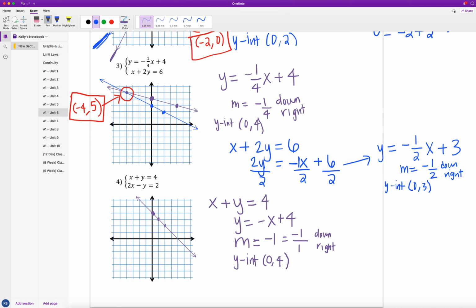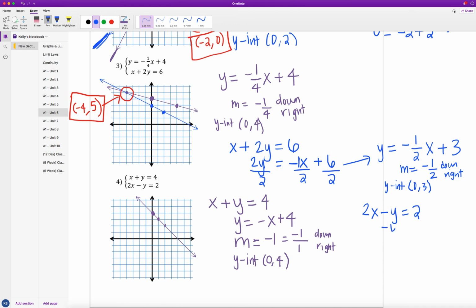Now let's look at our second line. So we have 2x minus y equals 2. So this line is again in standard form, so we're going to need to solve for y to be able to get this in slope-intercept form. Why don't you guys pause the video and solve for y in our second equation?